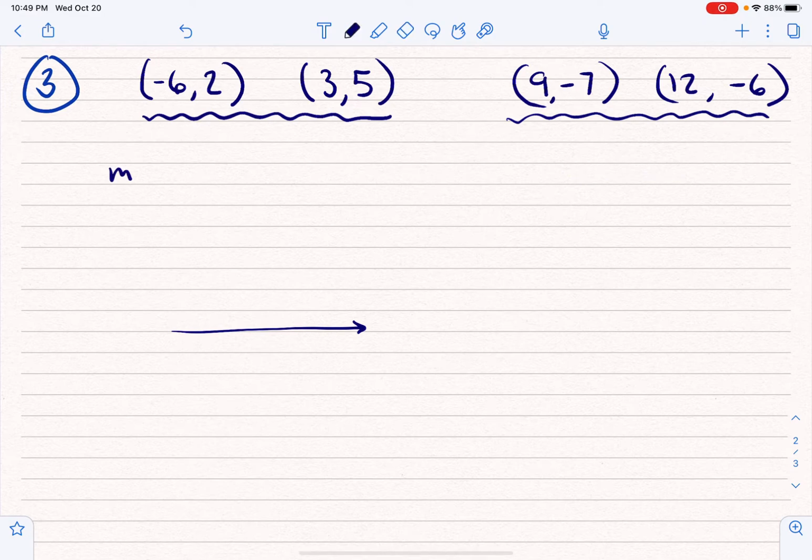First thing I gotta do is find slope. And slope is always the difference of the y's over the difference of the x's. So the difference of the y's here would be what? I could say like 5 minus 2. And if I start with 5, then I gotta start with 3 on the bottom. 3 minus a negative 6.